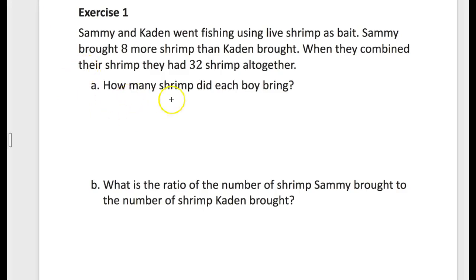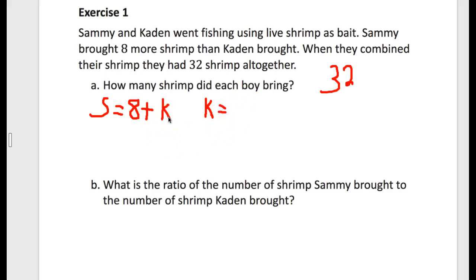Well, when we start talking about how many shrimp each boy brought with them, let's start with what we know. We know that there were 32 altogether. We know that Sammy brought 8 more shrimp than Caden, so Sammy was, when we represent more, we use the sign of addition. So 8 more than Caden, and we're not sure how much Caden brought. So we can't fill in this K.